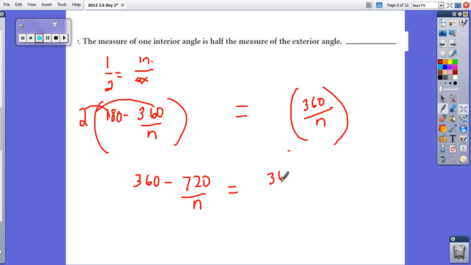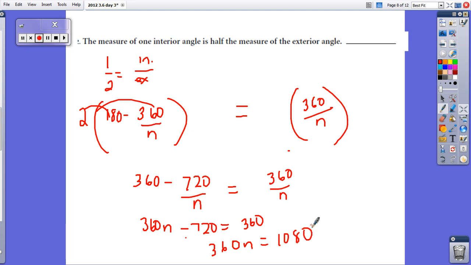So I'm going to have to do what I did before. I'm going to have to move the n to the top by multiplying every single term in here by n. Leaves us with 360n minus 720 equals 360. So now I'm just going to solve this equation. Add 720 to both sides. So I have 360 plus 720, which will get us 360n equals 1080. And then I'm going to divide by 360. And I will get 3.